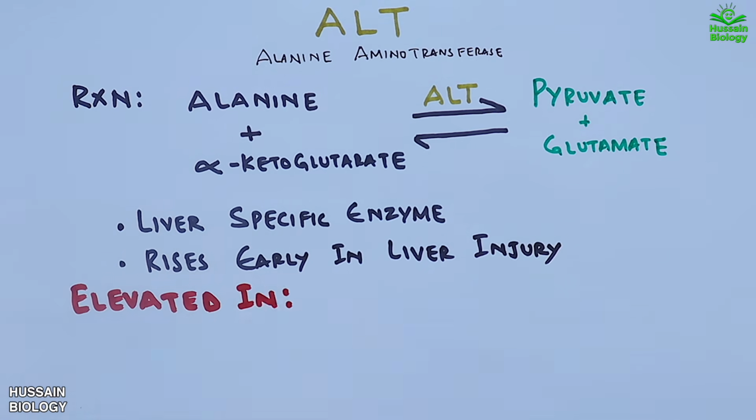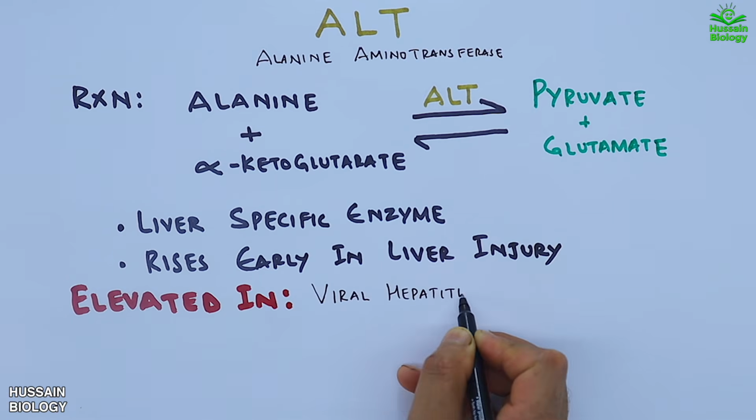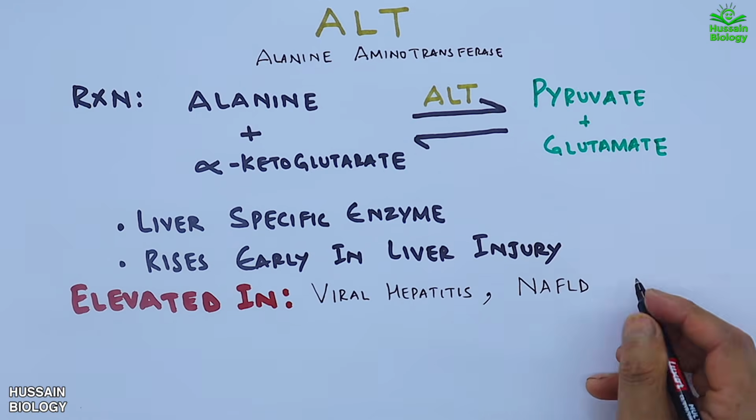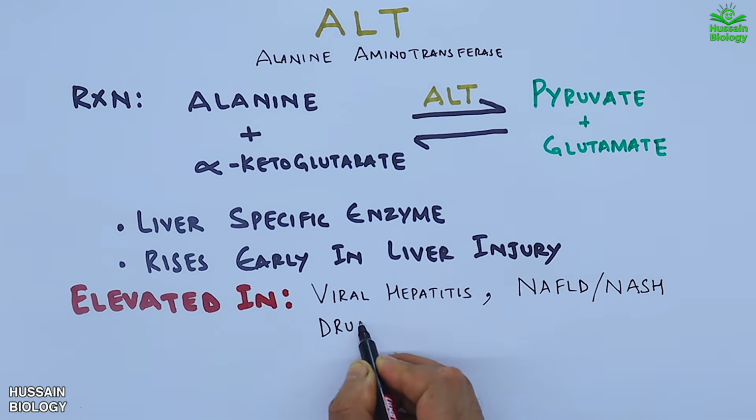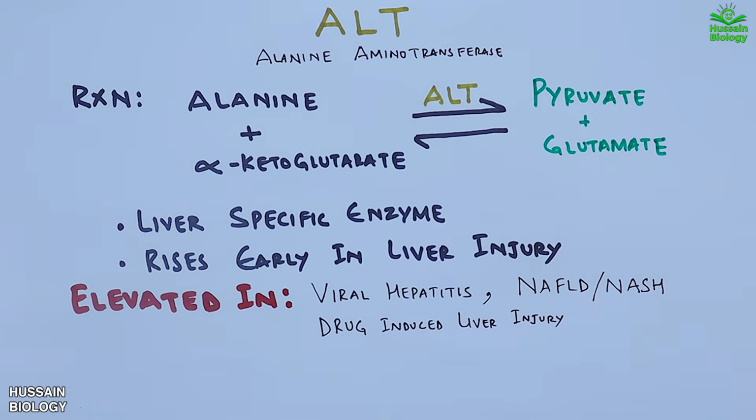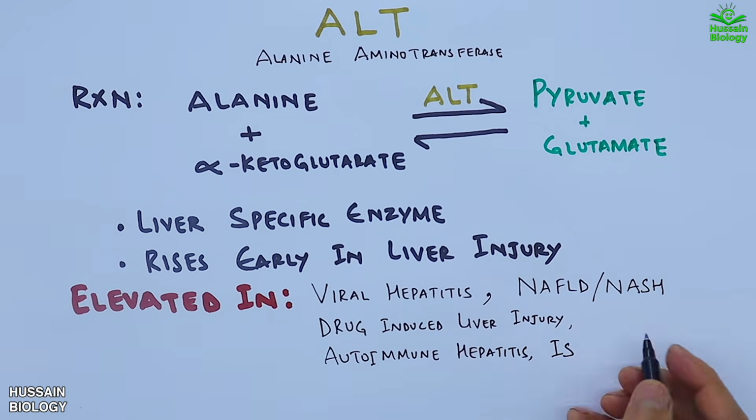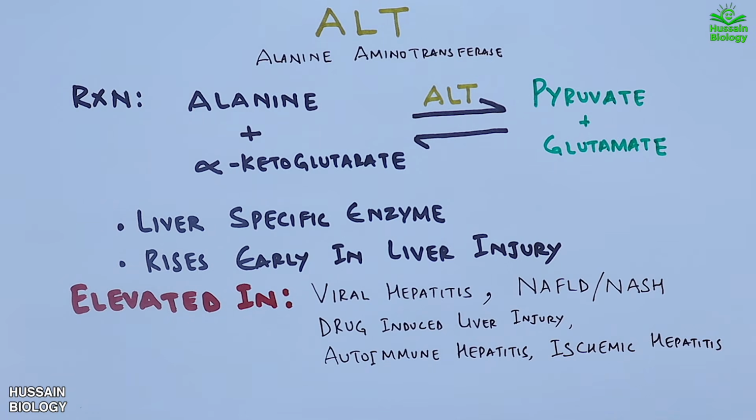Elevated ALT levels can be seen in several liver disorders, including viral hepatitis, NAFLD, NASH, drug-induced liver injury, autoimmune hepatitis, and ischemic hepatitis. Therefore, ALT is considered a sensitive marker of hepatocellular injury and is commonly used to assess liver health.